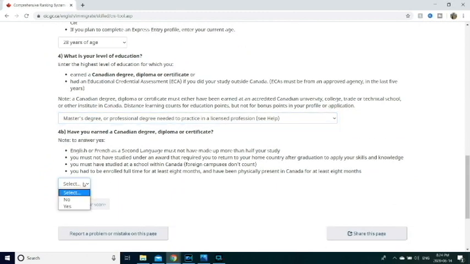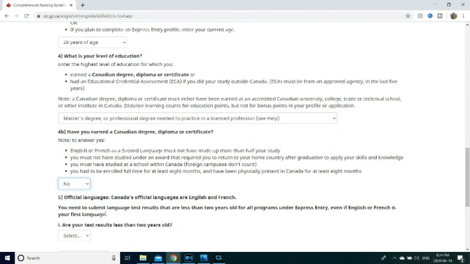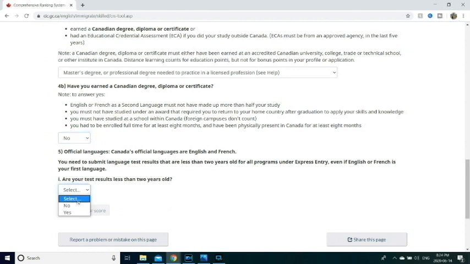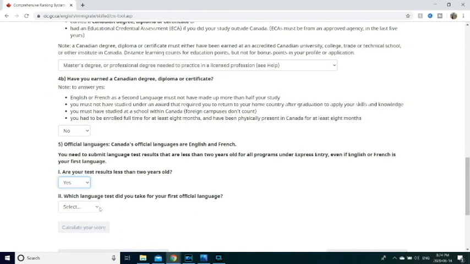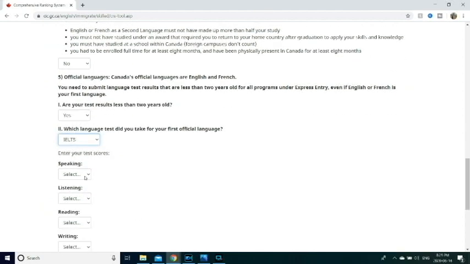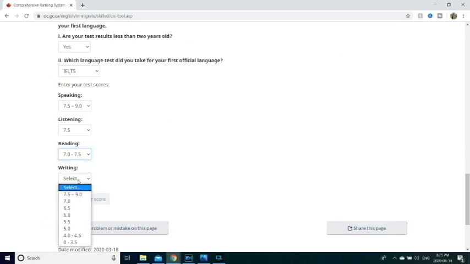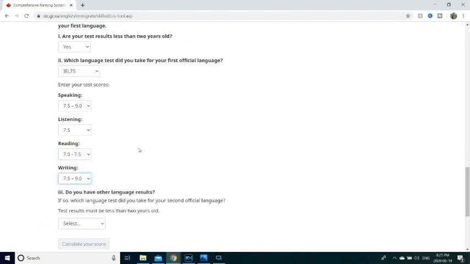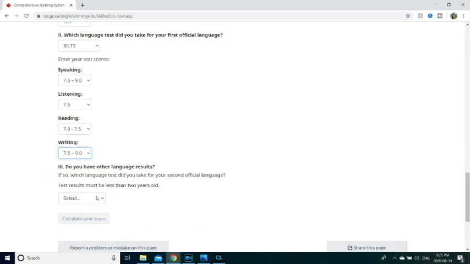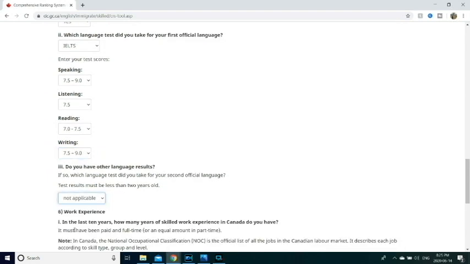You have earned the Canadian degree. No. Official language test, yes, less than 2 years. You have again IELTS. Speaking, let's take another way, 7.7, 7.5, which is the average score. Okay, let's go here. Here 7.5. Okay, and the language test, no.